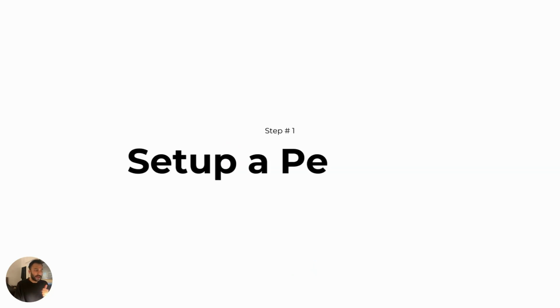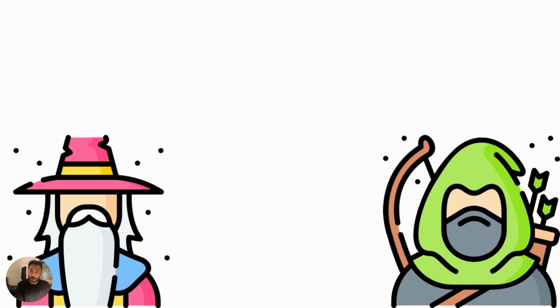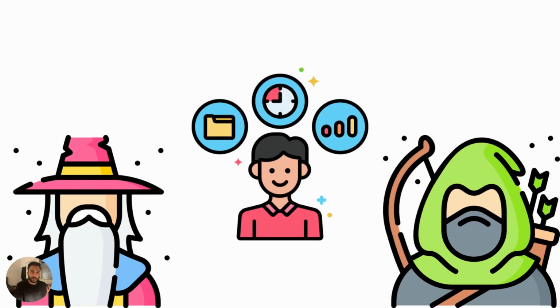Number 1, I like to set up a persona. So the first thing that I need to do is start role-playing with ChatGPT, which includes asking it to take up a persona. It could be a wizard, or it could be an archer. But in our case, I would like it to be a product expert. Once I tell ChatGPT to take up that persona, I'll get much better results.